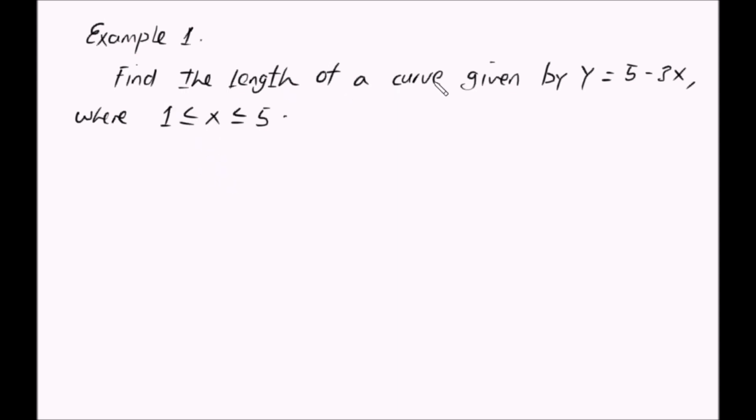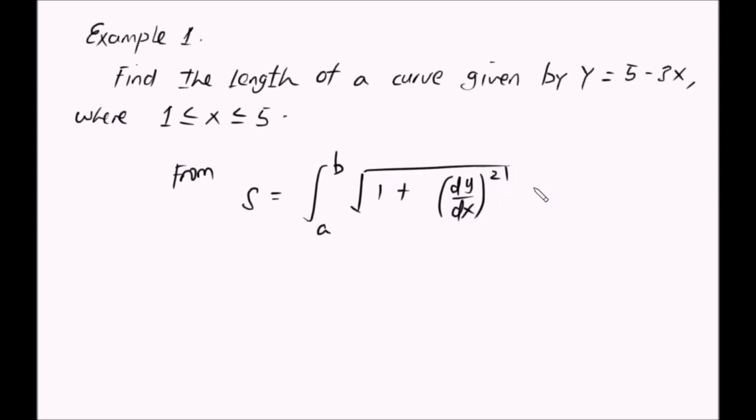Example 1 says, find the length of a curve given by y is equal to 5 minus 3x, where x starts from 1 and ends at 5. So we know the formula that the length of a curve is equal to, you integrate from a to b. This a is where the curve starts, and b is where the curve ends. So you integrate the square root of 1 plus dy dx squared with respect to x. So our a now, the curve begins at 1, so our a is going to be equal to 1. Then the curve ends at 5, so our b is going to be equal to 5.